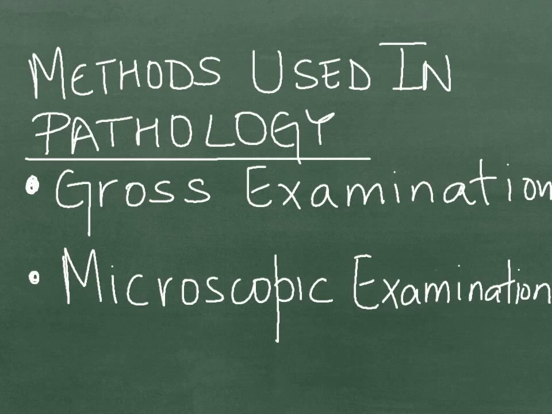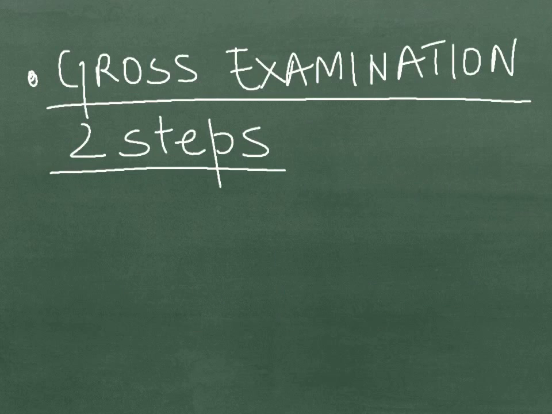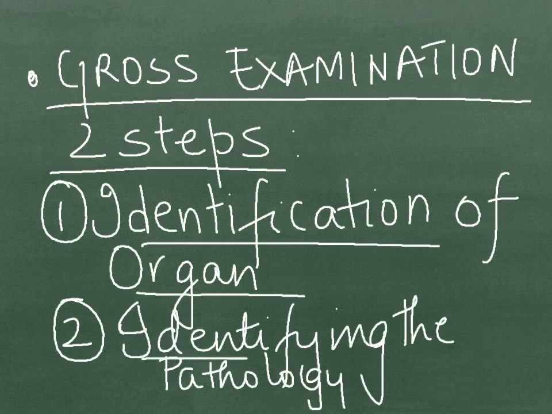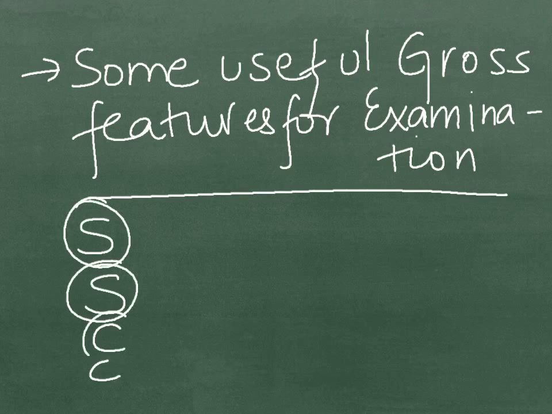Now we will discuss the methods used in pathology, gross examination and microscopic examination, individually. Gross examination consists of two steps: identification of organ and identifying the pathology. Some useful gross features for examination. We can memorize it with the help of a mnemonic: double S and double C's.